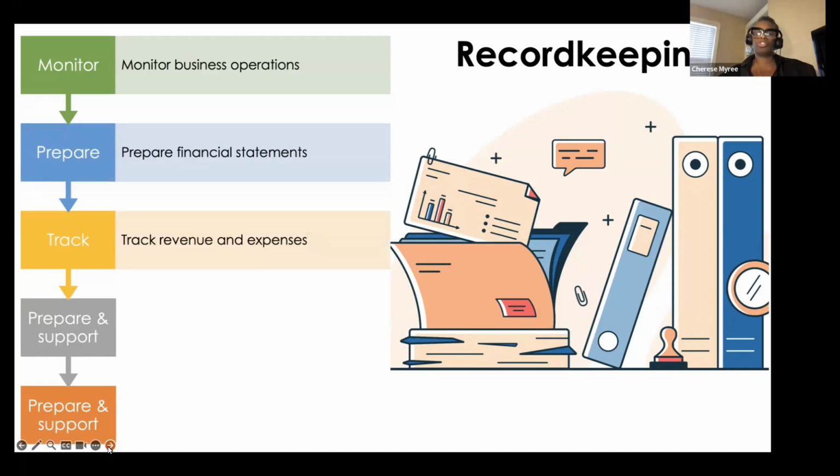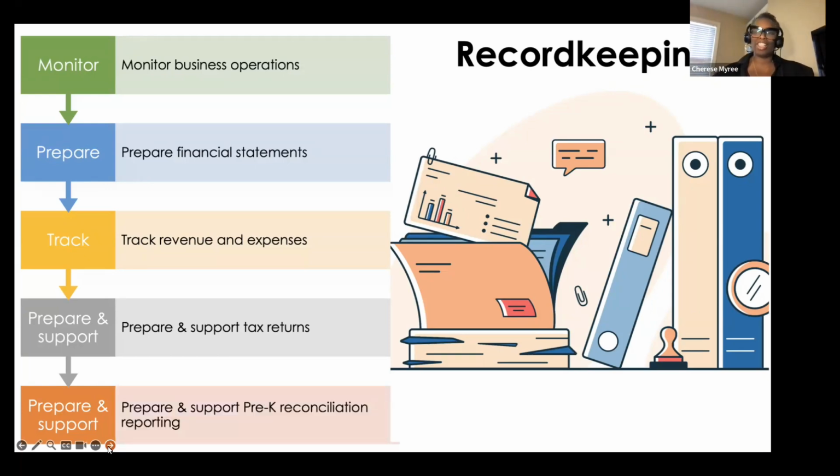Record keeping allows you to track revenue and expenses, not only for your overall organization, but also for Georgia Pre-K. And it helps you prepare and support your tax returns to the government that you have to submit anyway, as well as your pre-K reconciliation. So again, we're just trying to lay the groundwork for illustrating how your normal business operations, those activities that you do in business, spill over and correlate directly to Georgia Pre-K and does not require any additional record keeping requirements as far as the type of documents that you would have to keep as a business.